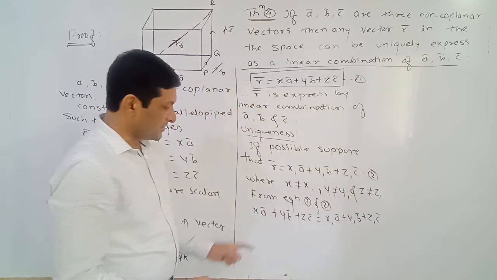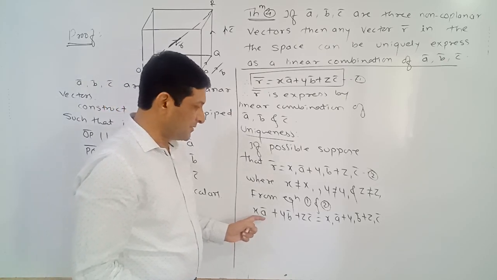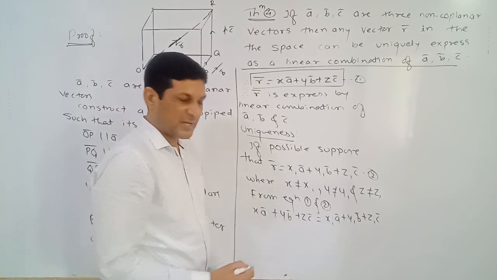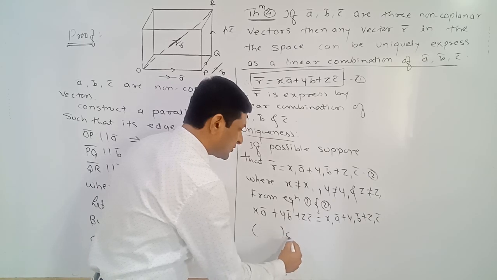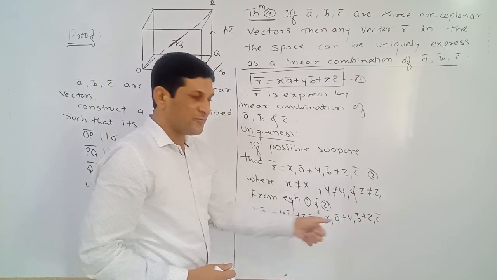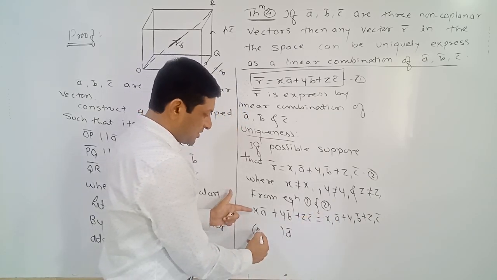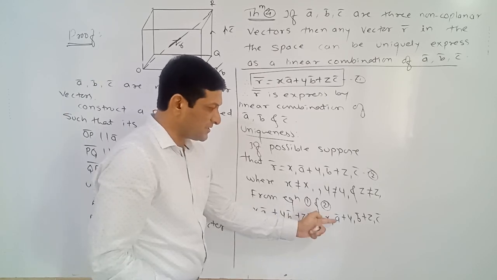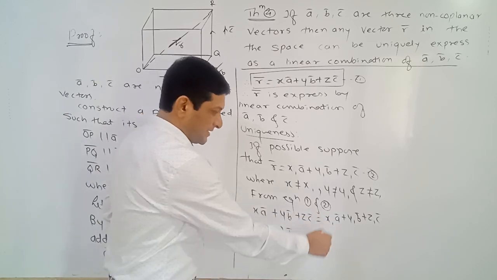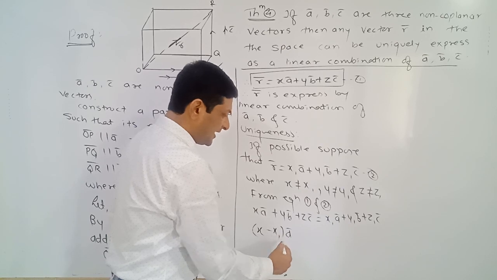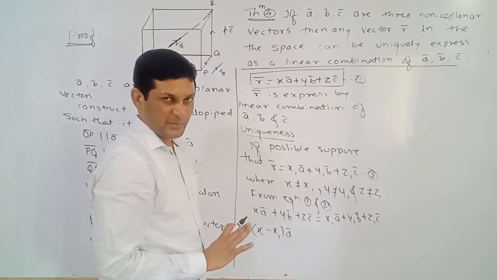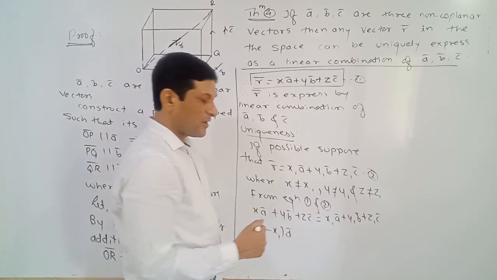Now we are collecting the terms of a bar on one side. How many terms of a bar are there? Two terms. We take a bar common from these two terms. Here the coefficient of a bar is x, and the plus term on this side will become minus, so minus x1 a bar. But a bar we have already taken common. So we have collected the terms of a bar on one side.